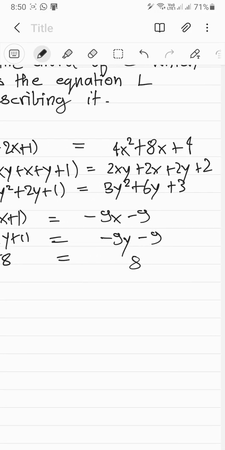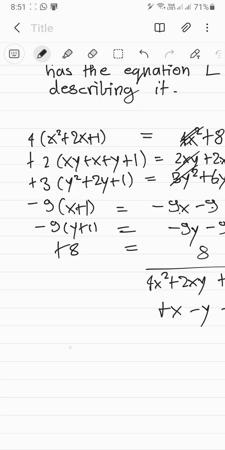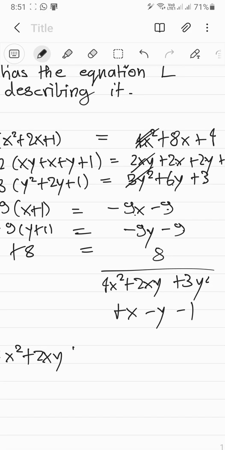So when we add all of this up, you have 4x squared plus 2xy plus 3y squared. So I will just cancel these away so that we don't get confused. And then 8x plus 2x is 10x, but 10x minus 9x, that would just be 1x. And then 2y plus 6y is 8y, but then minus 9y, that's just negative y. And 4 plus 2, 6 plus 3 is 9. 9 minus 9, that's 0. And then minus 9 plus 8 is minus 1. So the new equation is 4x squared plus 2xy plus 3y squared plus x minus y minus 1 equal to 0.